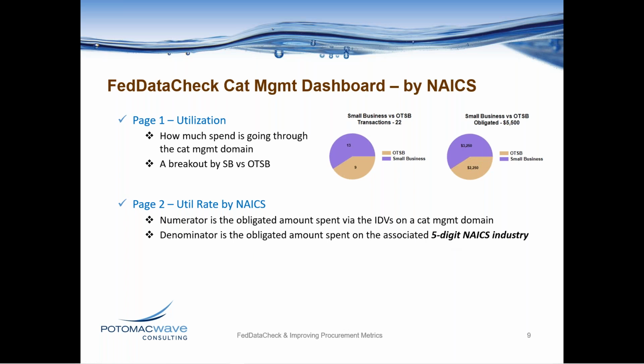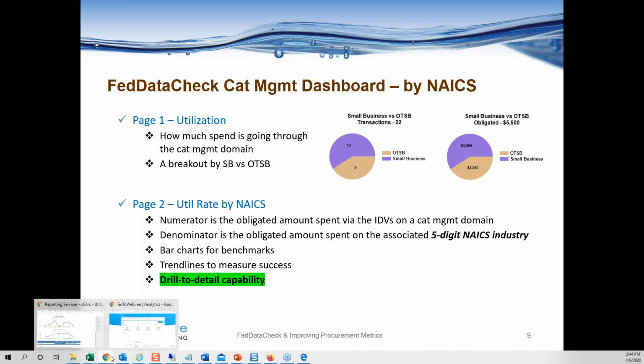To look at it another way, utilization rate is what was spent through the category management domain. That's the numerator. The bottom is what theoretically could have been spent through that domain. Bar charts enable you to compare organizations, how well they're doing compared to each other in terms of using category management. With trend lines, you get to track your success, whether you're going up or down in your utilization rate over time. There is drill-to-detail capability in there as well.